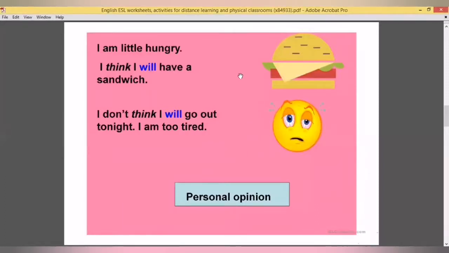And we also use will for personal opinion. You know what is meant by opinion, right? When you give your opinion on something, like, I'm a little hungry. I think I will have a sandwich. This is your opinion. I don't think that I will go out tonight. I'm too tired. This is about opinions. So that's how you differentiate between the be going to future and the will future.